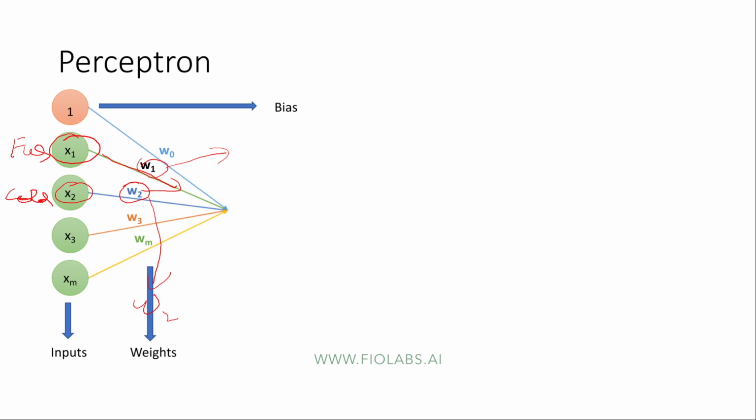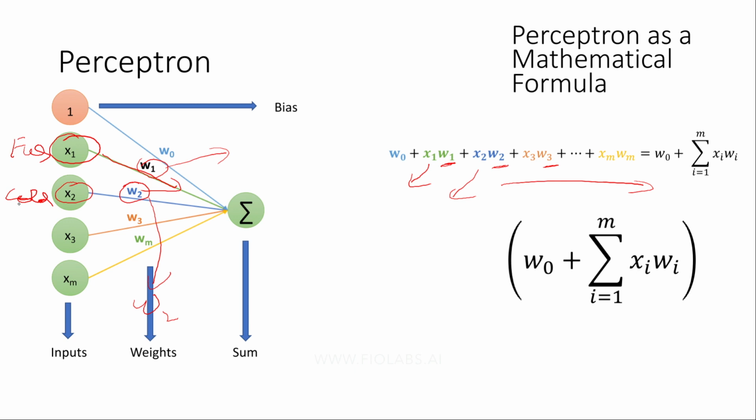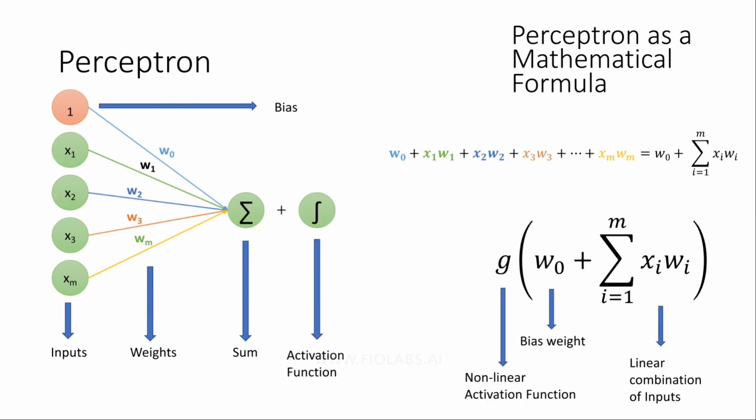Once all the input weights are assigned, all these are then summed up. You can see the mathematical formula here. So all the inputs and all the weights are then summed up to form this mathematical equation. Now the next part of this is to send it to a nonlinear activation function.